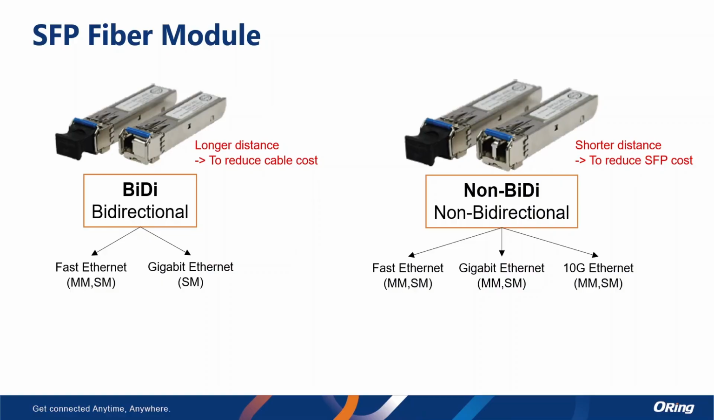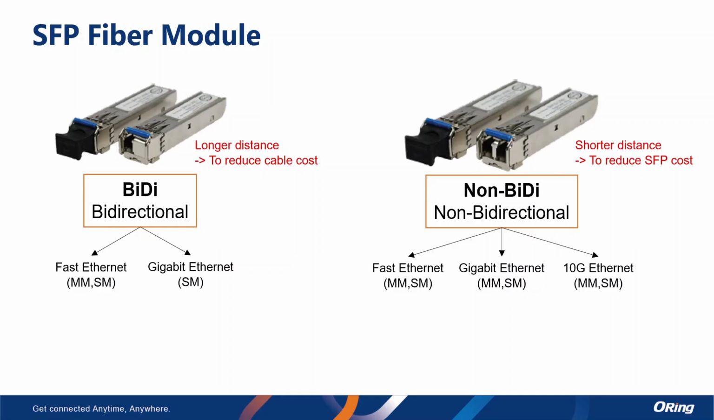Okay, the next one is the SFP fiber module. There are two types of fiber module. The first one is BD, or sometimes we call it bidirectional, and the second one is non-BD, or non-bidirectional. This is the Orange brand. For the Orange brand, on the BD side, we support fast Ethernet in multi-mode and single mode, and gigabit Ethernet only in single mode.